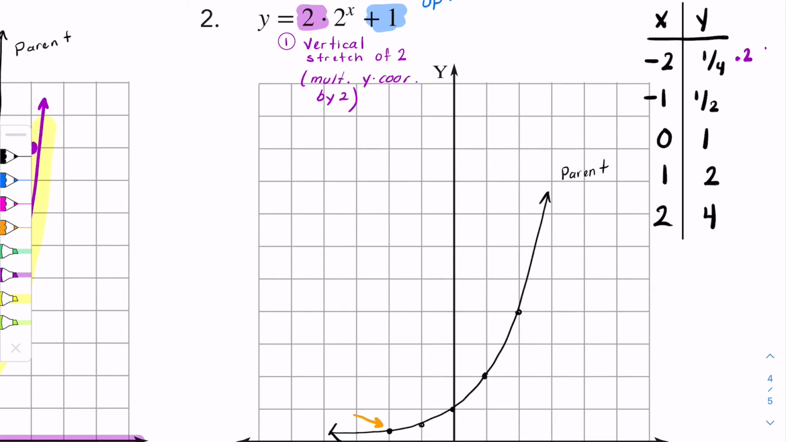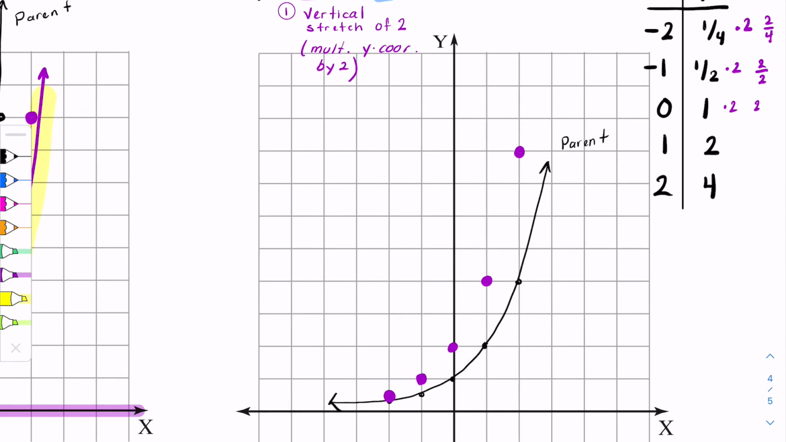1/4 times 2 would be 2 over 4, which simplifies to 1/2. So I can replot this point at 1/2. 1/2 times 2 simplifies to 2 over 2, which is 1. So I can replot this point at 1. 1 times 2 is 2. Right here we have a y-coordinate of 2. 2 times 2 is 4. Here we have a y-coordinate of 4. 4 times 2 is 8. So you can either do them right in the coordinate plane, or you could do it over here using your table. However you want to do that, just make sure you multiply your y-coordinates only by a value of 2.